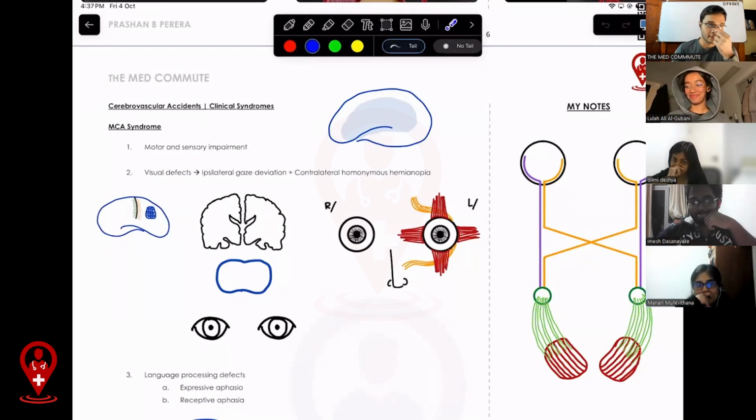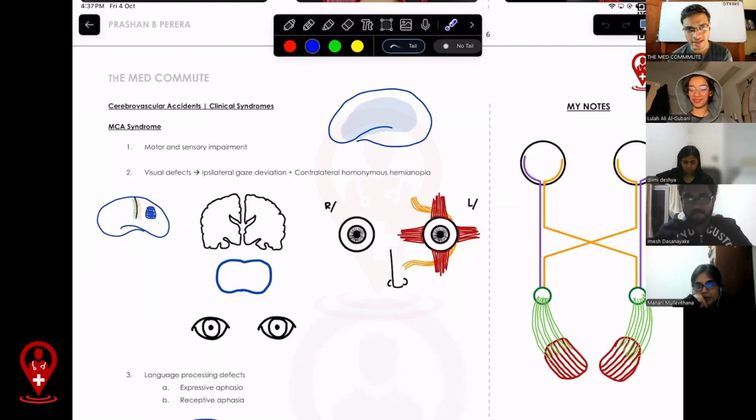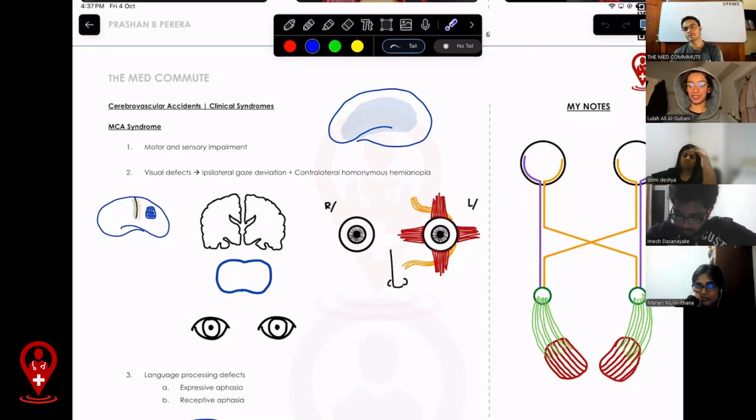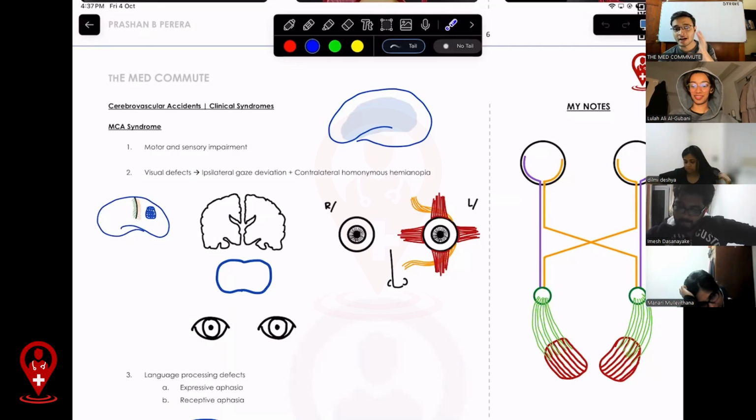So let's start. Today we are going to start off with these clinical syndromes. We are going to see MCA syndrome, ACA syndrome, PCA syndrome, and some watershed areas. We'll see what those mean. This is going to be more of a discussion, so I want you all to talk with me. Don't be shy, unmute and talk.